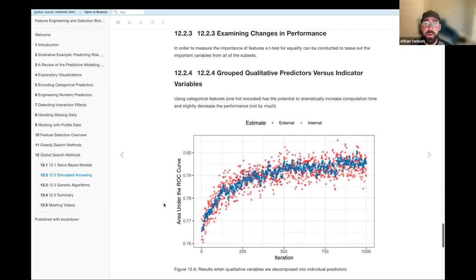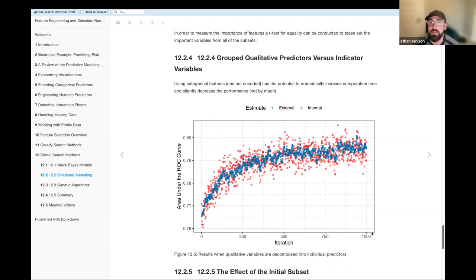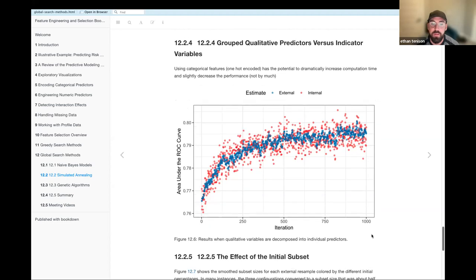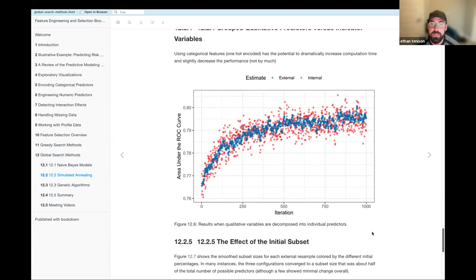It also talks a little bit about what happens when you use one-hot encoding with categorical features. And you can see right here, this looks almost identical to what I already showed you. The difference is that you need almost double the number of iterations to find a good result. And obviously that would increase the computation time. It also did increase the performance, but it was like 0.05. It wasn't that much.